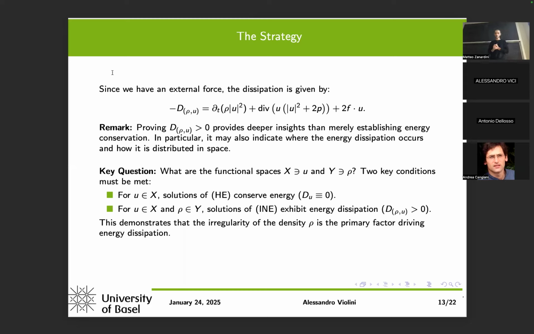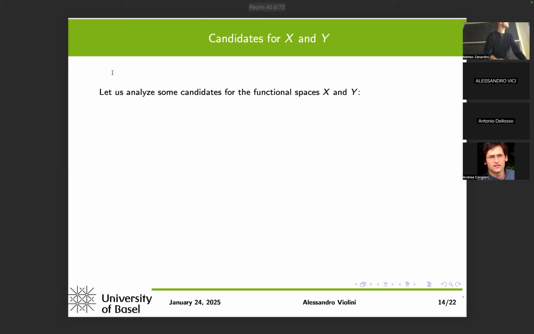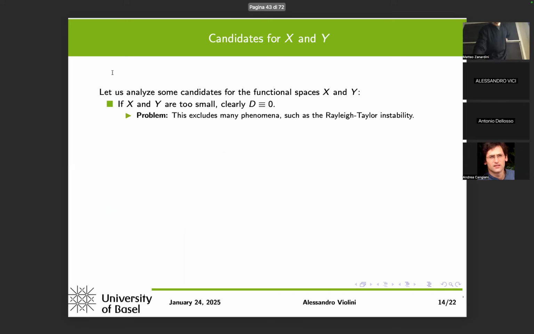The main problem will be to find a good candidate for X. So let me show some possible candidates. First, you can think about picking X and Y as very small spaces. Smaller, you can think about smooth functions. But in this case, clearly the dissipation is 0. But if your ρ and u are smooth, then you are not describing the previous experiment.